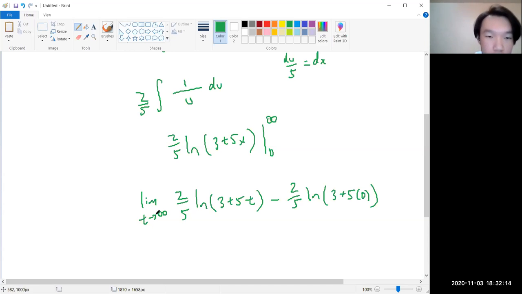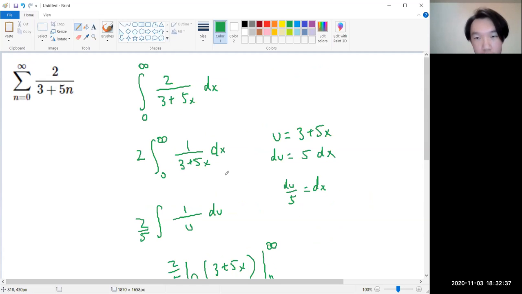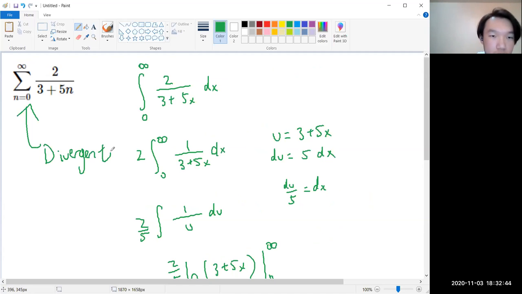And then as t goes to infinity, what do we get? Yeah, so the first term goes to infinity. So this is divergent. Okay, so because this integral is divergent, by the integral test, we can say that our series is also divergent. Okay, this is divergent. All right, any questions on that?